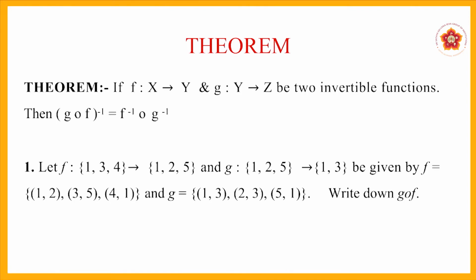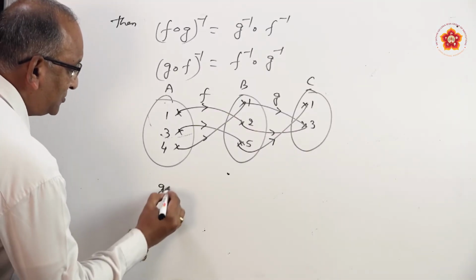f is a function from A to B, and he has defined it. 1 is connected to 2, 3 is connected to 5, 4 is connected to 1. This is how the first function f is defined. Whereas 1 and 2 are connected to 3. Here 1 is connected to 3, 2 is also connected to 3, whereas 5 is connected to 1. This is another function g. And what is he asking? Write gof.